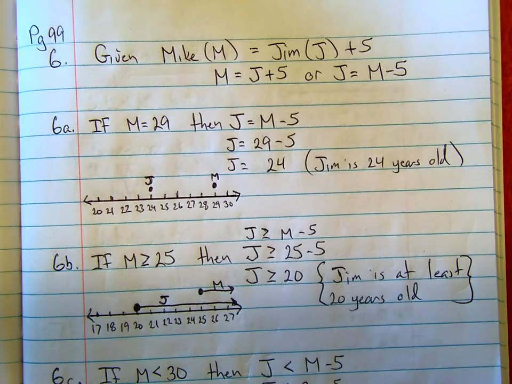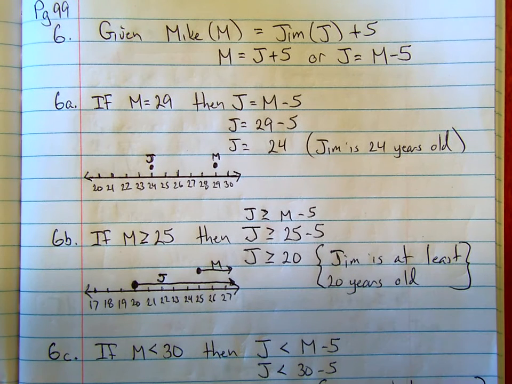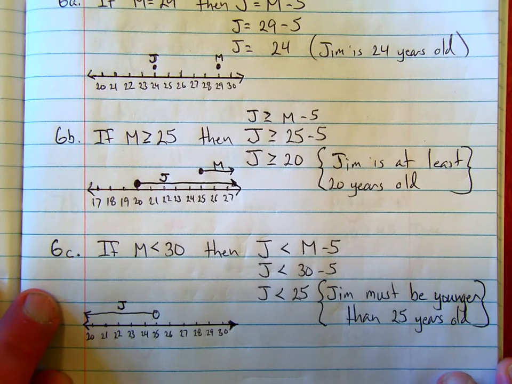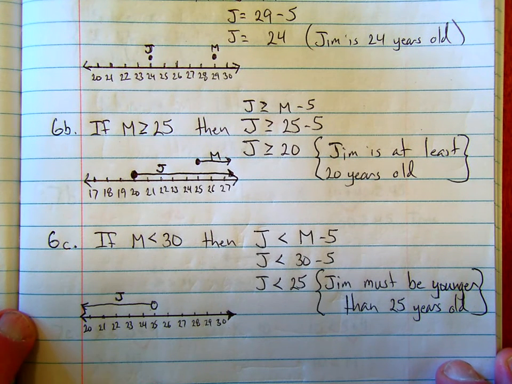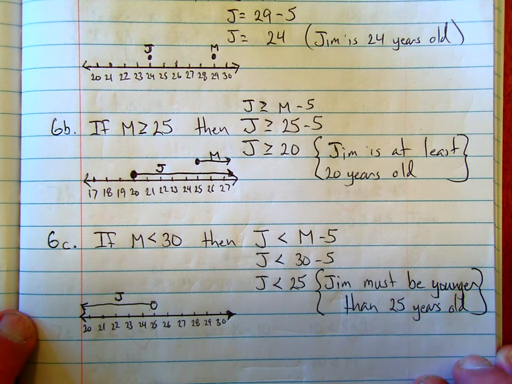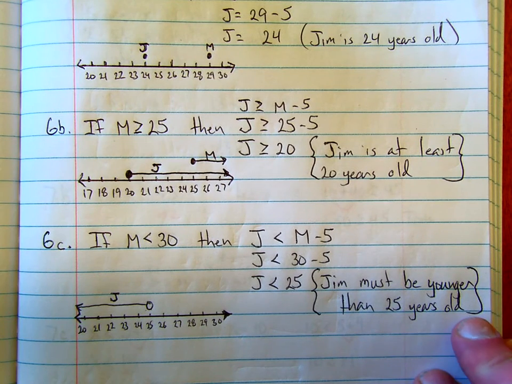6A, Jim is 24 years old, and Mike was 29. 6B, if Mike is greater than or equal to 25, then Jim is greater than or equal to 20 years old. He's at least 20 years old. 6C, if Mike is less than 30, then Jim must be younger than 25 years old. And I've done the graphs with the appropriate filled-in circle if it can be equal to, or the hollow circle if it can only be greater than or less than.